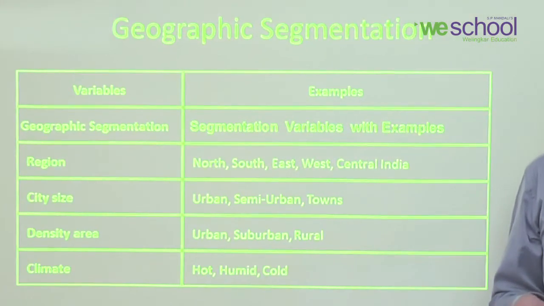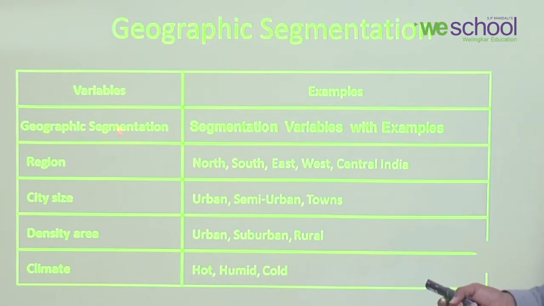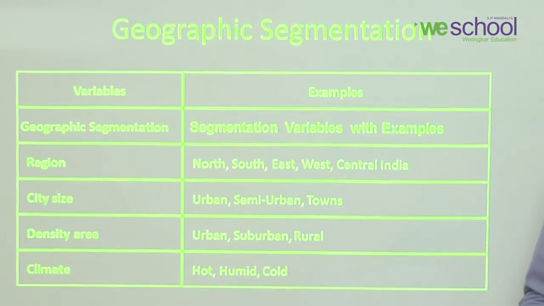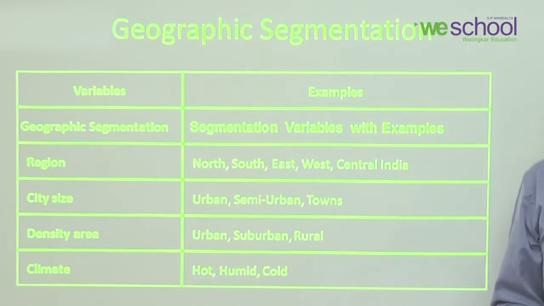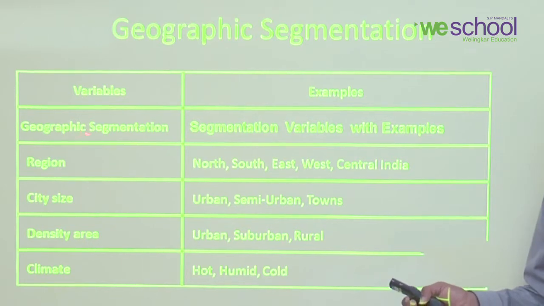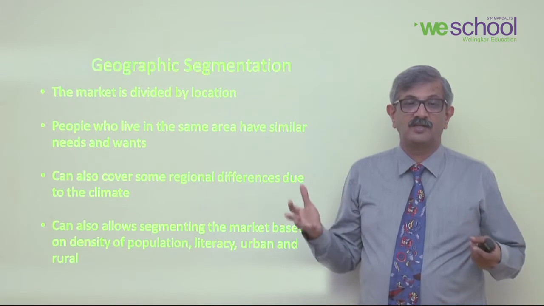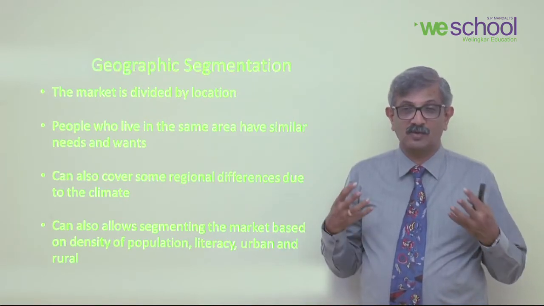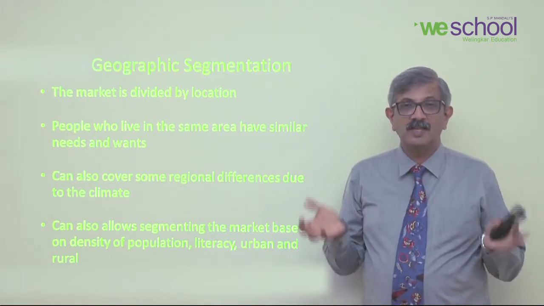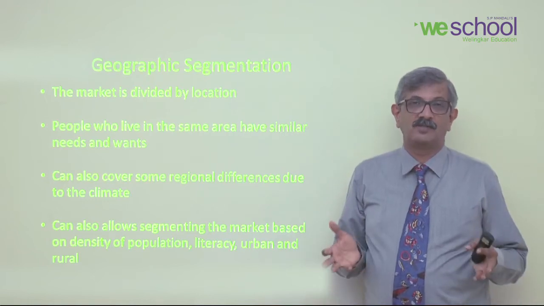So this is a geographic segmentation example, with the segmentation variables I have tried giving you. On the left hand side, what are the variables under which geographic segmentation is possible? Region, city size, density of area and climate. These are the 4 geographic variables on which segmentation can happen. It is divided based on location. The core assumption here is that people who live in the same area have similar needs and wants.